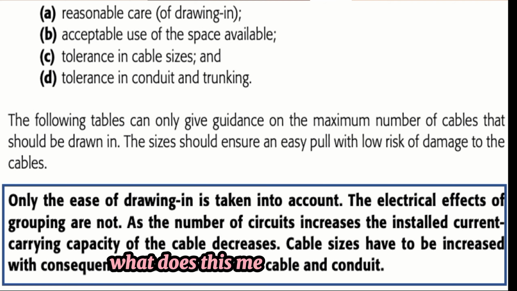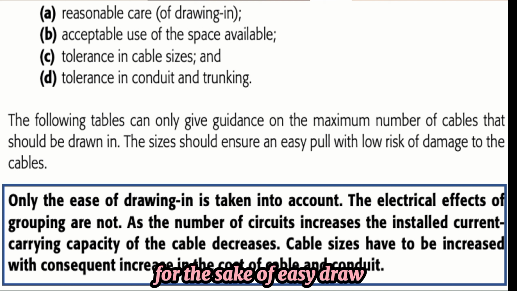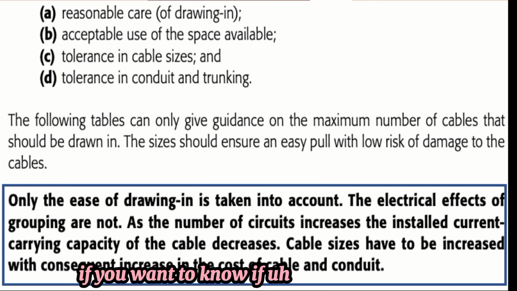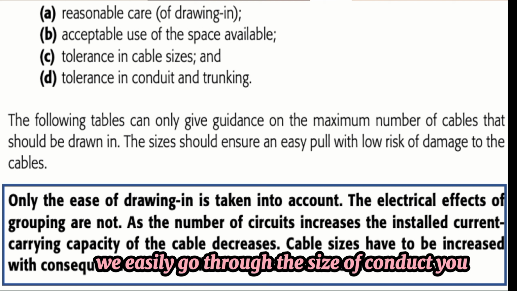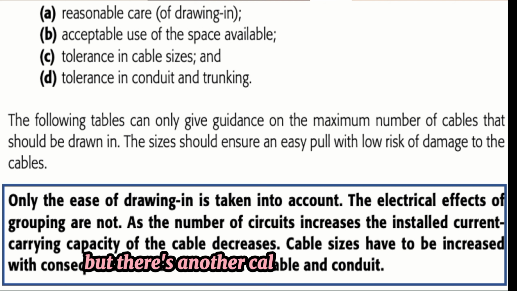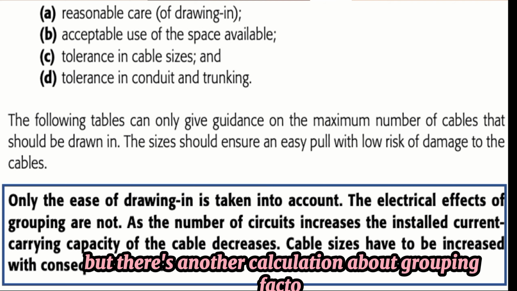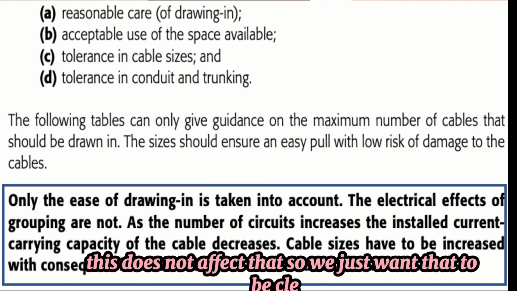What does this mean? This means that this calculation, or what I'll be showing you today, is only for the sake of easy drawing in. If you want to know if the cables you have will easily go through the size of conduit you have, then this information will be useful for you. But there's another calculation about grouping factor. This does not affect that. So we just want that to be clear.